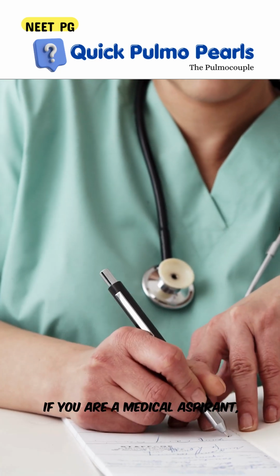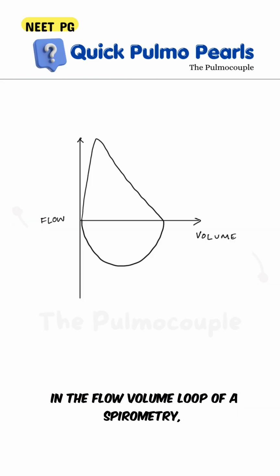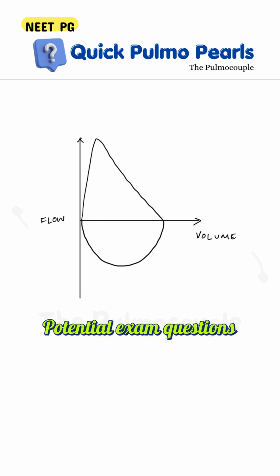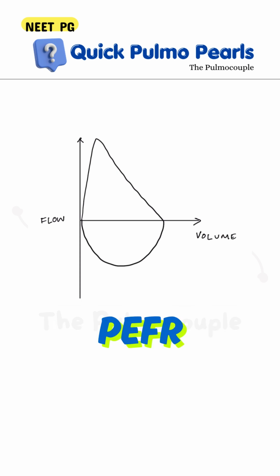If you are a medical aspirant, this is something you must know. In the flow volume loop of a spirometry, there are a few key parameters that are not only important clinically but are also potential exam questions. The first one is PEFR, that is the peak expiratory flow rate.